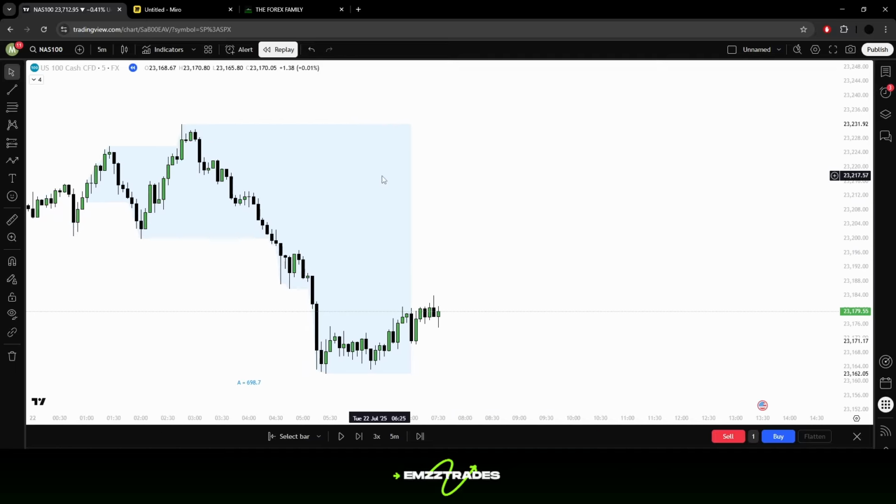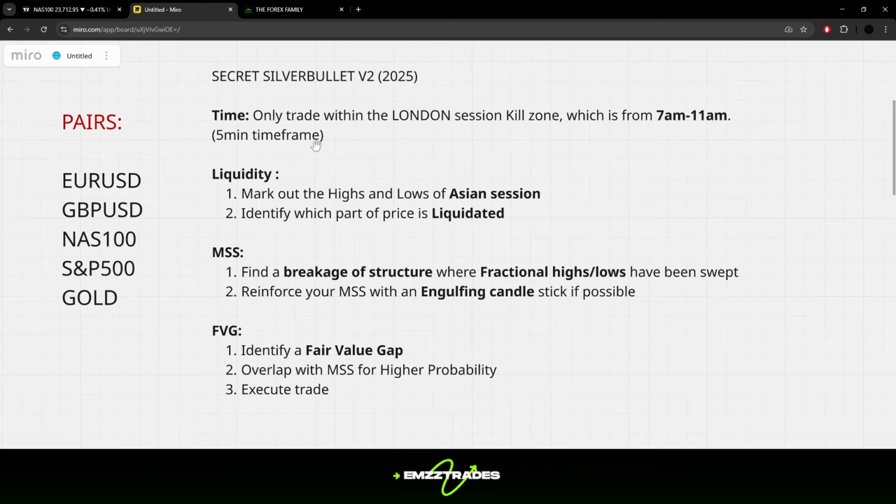So as you can see, it's going to be on the NAS100 pair, and what we're going to actually be doing is listening to this checklist, right? So you only trade within a London session kill zone, which is from 7 a.m. to 11 a.m. on a 5-minute time frame. We always knew that, and we know that till now.